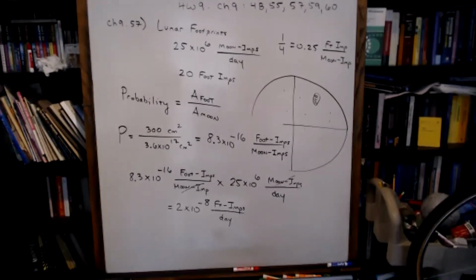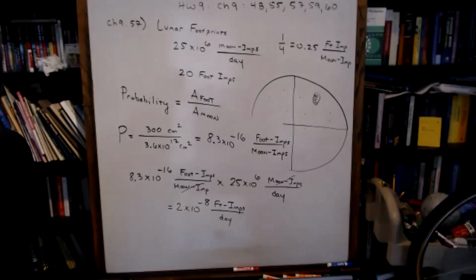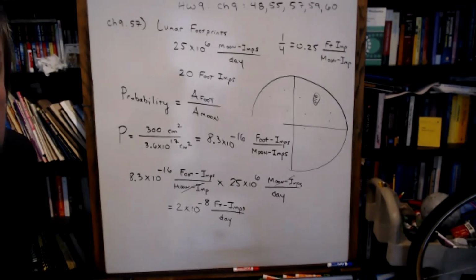Hey, by the way, Jace, what does 2 times 10 to the minus 8 foot impacts per day mean? I'm trying to understand that. It's still a probability, right? It's more like a frequency or a rate. It's not a probability anymore because it actually has units of days. Think of it as hits per day, foot hits per day, foot smacks per day, something like that.